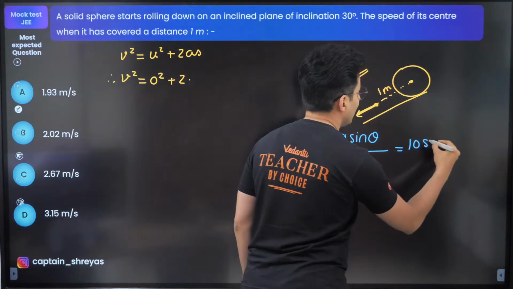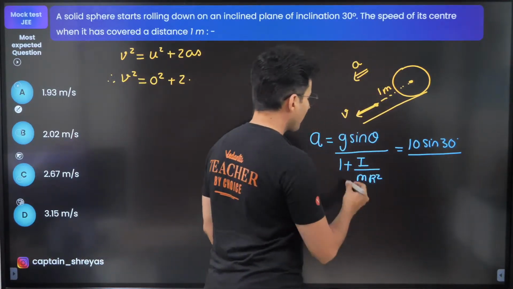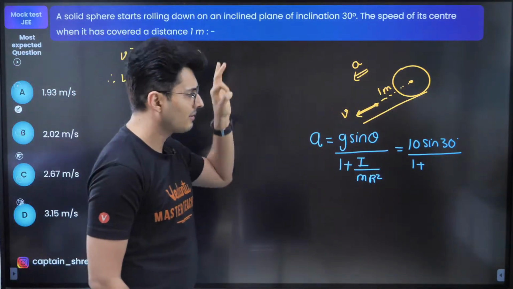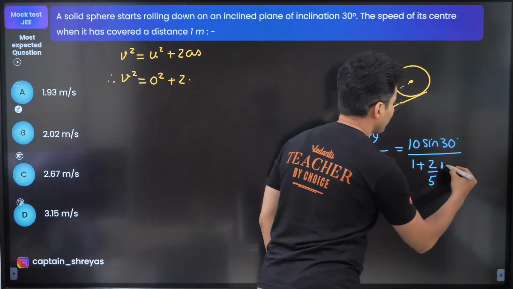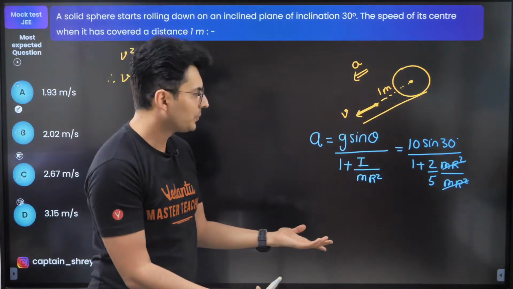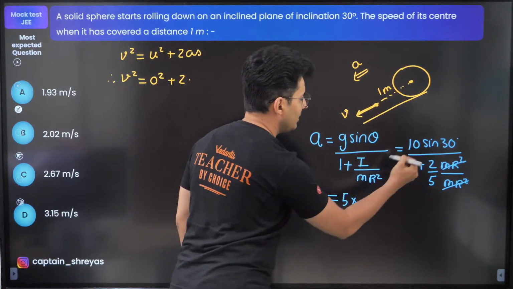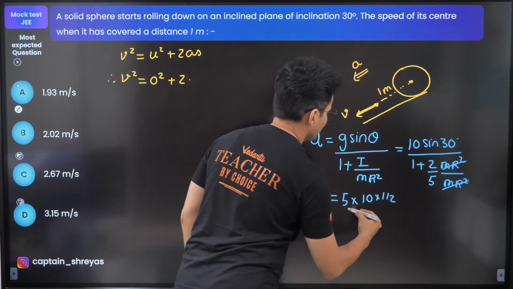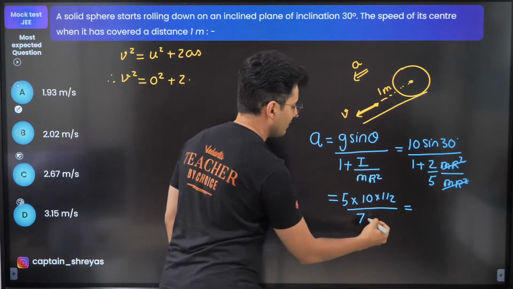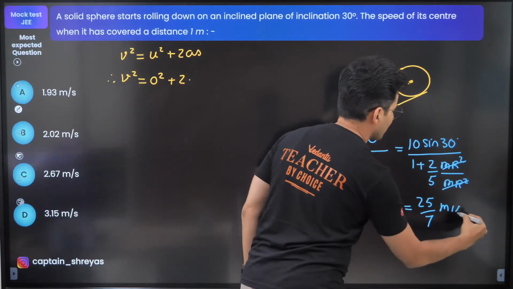G is 10, sine of 30 will come because the angle of inclination is 30 degrees. So 1 plus moment of inertia is 2 by 5 mr square because it's a solid sphere. Even if the mass and the radius are not given, don't worry, they're going to get cancelled out. This 5 goes on the top, by the way. So it will be 5 times 10 into sine 30. 10 into half, and 5 plus 2 is nothing but 7. So 10 by 2 is 5, 5 fives are 25, 25 by 7, of course. This is 25 by 7 meters per second square.